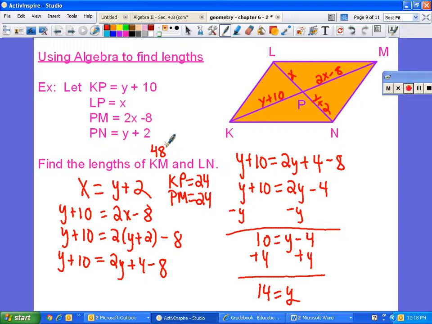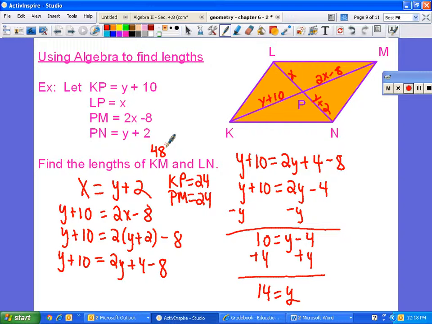Gabby, now I want you to look at these two line segments and tell me the length of one of them. LP and PN. Of one of them, either LP or PN. Can't? Anybody disagree with Gabby? Riley? PN equals 16. PN equals 16.